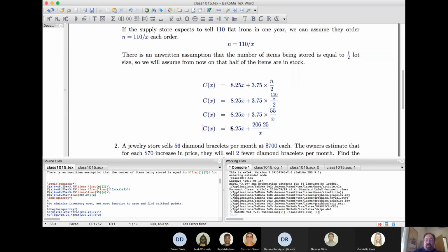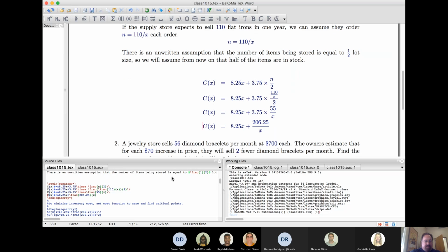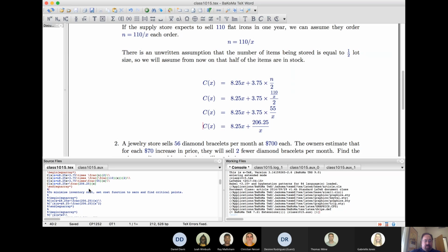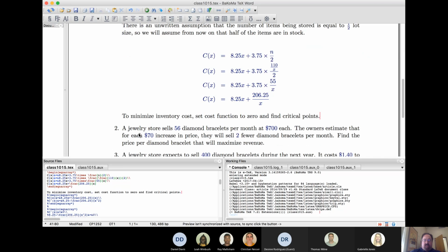So now, in terms of the number of orders, this is our inventory cost. So we're going to find a minimum of this function of x, and then we'll know how many orders we'll place. Then we'll just take 110 over that. That'll tell us the size of each order. So now we can do, as we've done in previous lessons for finding a minimum, we need a critical point.